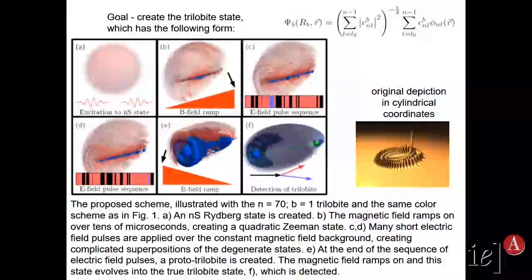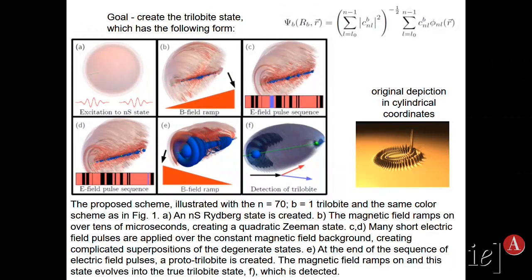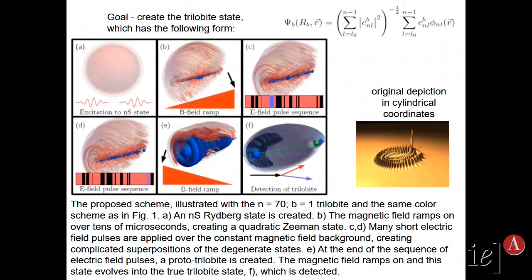We could make the trilobite. This is the way we usually plot it. It's actually a figure of rotation about this axis. So in these figures, we're showing it as a cutaway in three dimensions, but basically this is that, just plotted differently. As time goes on, after the B field ramp, you get a state that doesn't look very much like a trilobite. Then you do the electric field pulses, and then the final B field ramp, it's starting to look a little more like it, but finally at the end, you have the trilobite to something like 99.9% purity.